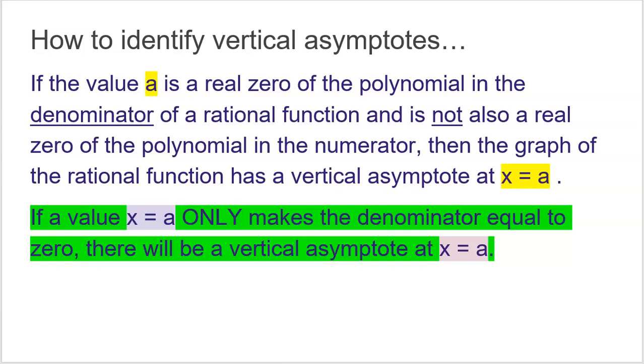So first, how to identify vertical asymptotes. If the value a is a real zero of the polynomial in the denominator of a rational function and is not also a real zero of the polynomial in the numerator, then the graph of the rational function has a vertical asymptote at x equals a. Let me repeat that very clearly. If a value, x equals a, only makes the denominator equal to 0, there will be a vertical asymptote at x equals a.